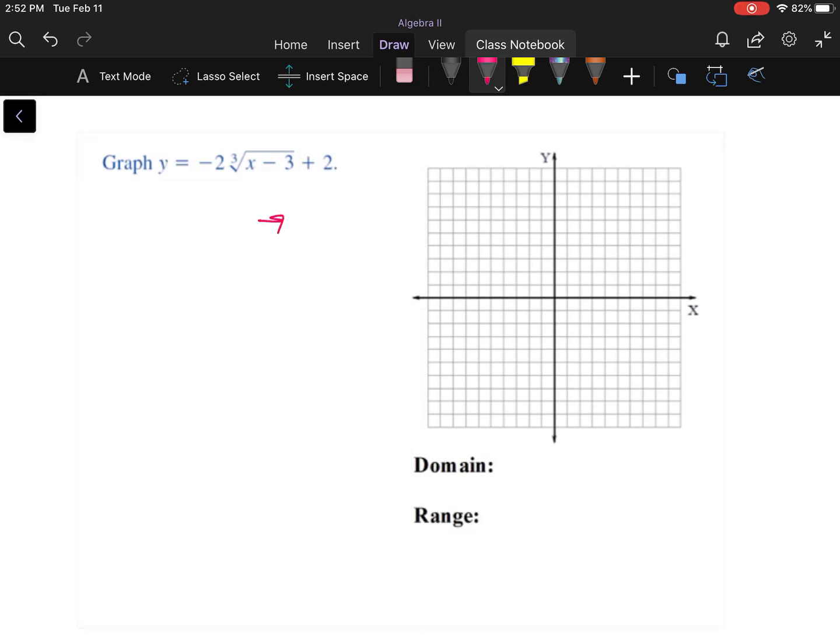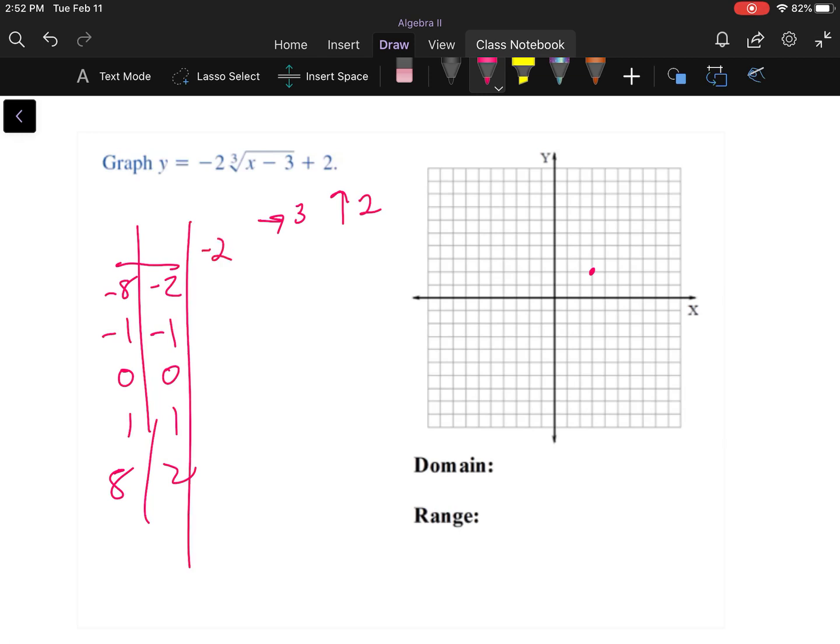Going to move over to the right 3 and up 2. So from there, and -8, -2, -1, -1, 0, 0, 1, 1, 8, and 2. And I'm going to go through and I'm going to multiply those by -2. So that's going to turn to 4. That's going to turn to 2, 0, -2, and -4 by multiplying these all by that -2. And it's going to make the negative turns positive and positive turns negative because, again, it should be reflected.